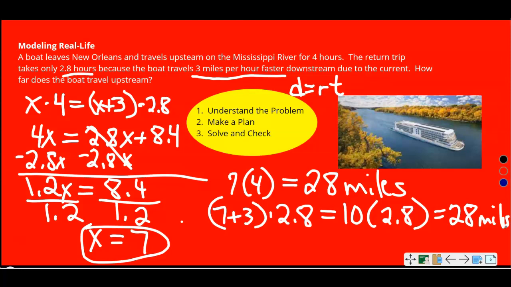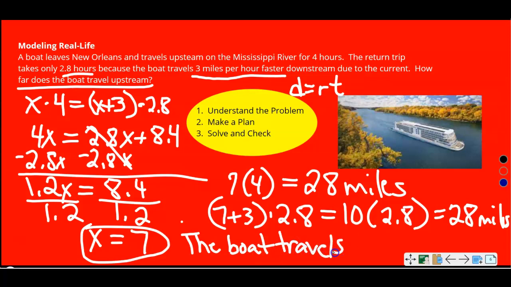So it says, how far does the boat travel? The boat travels 28 miles upstream. And then it turns around and comes back downstream as well. But the question says, how far does the boat travel upstream? So that would be the way to answer the question. I hope this helps. It says to solve and check. So we did check to make sure that it equaled 28 miles on both sides of the original equation. And then we made sure that we answered the question that was asked. Hope this helps. Modeling real life equations.